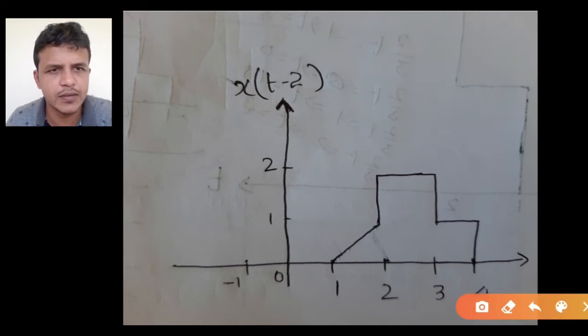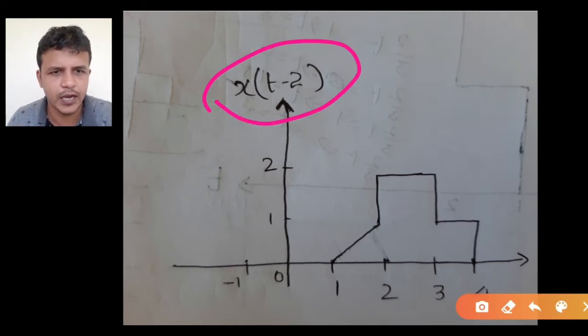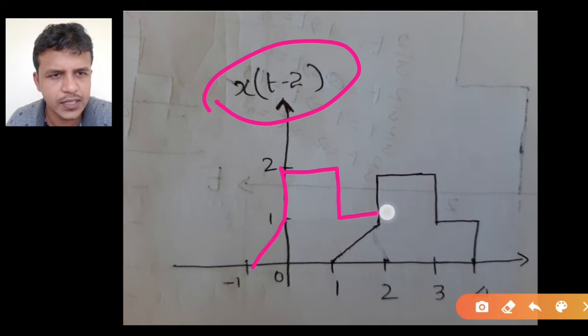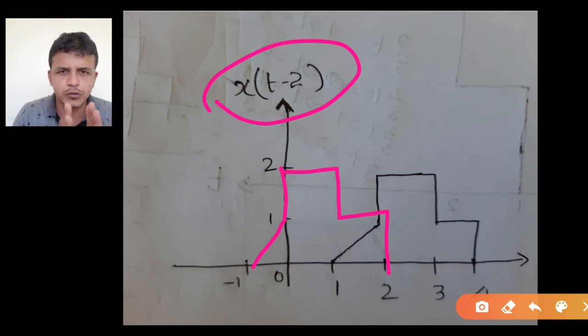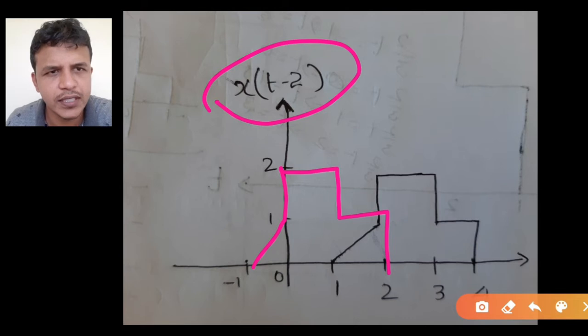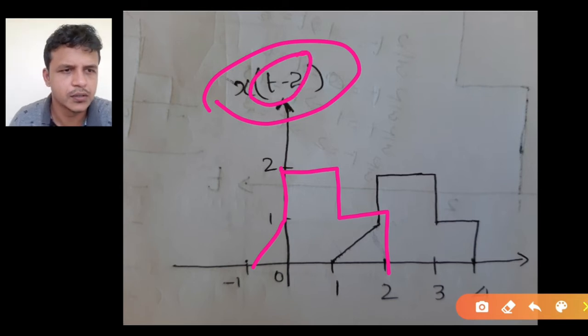This is x of t minus 2 for x of t that we have got. Initially x of t was from minus 1 to 0, a ramp signal. From 0 to 1 there is an amplitude of 2, and from 1 to 2 there is an amplitude of 1, and at 2 the signal is ending. So the same signal is shifted by 2 units and delayed by 2 units. That is why we call it x of t minus 2.